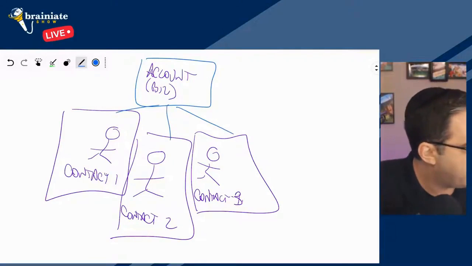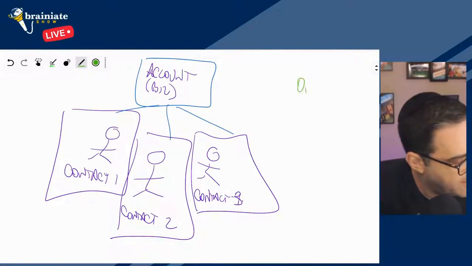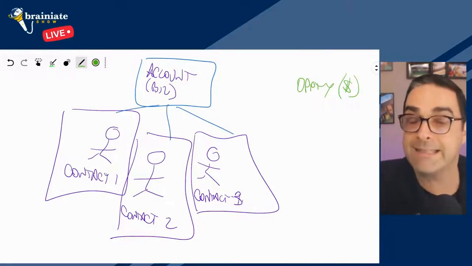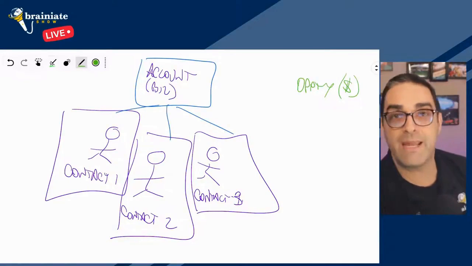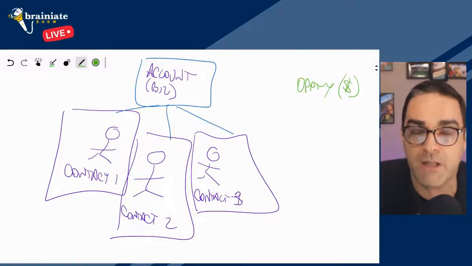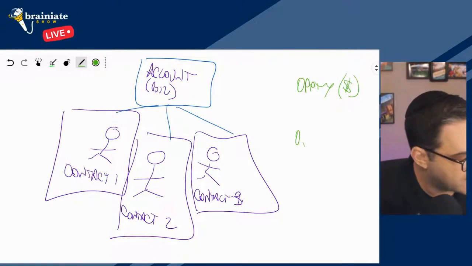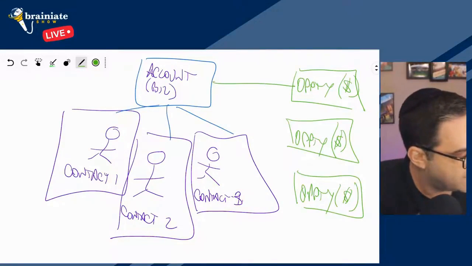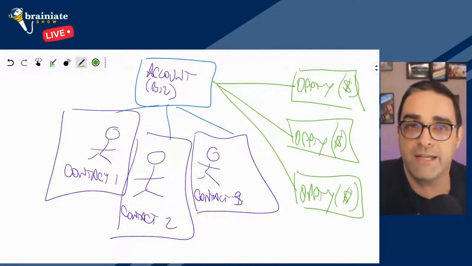Now, at the same time, we have something else called, let's use green for opportunity. We have the opportunity, and that's represented as money. And in theory, hopefully, we have not one, but multiple opportunities with an account. Let's put another opportunity and another opportunity. And I'll start explaining how the account is associated to all of these opportunities.